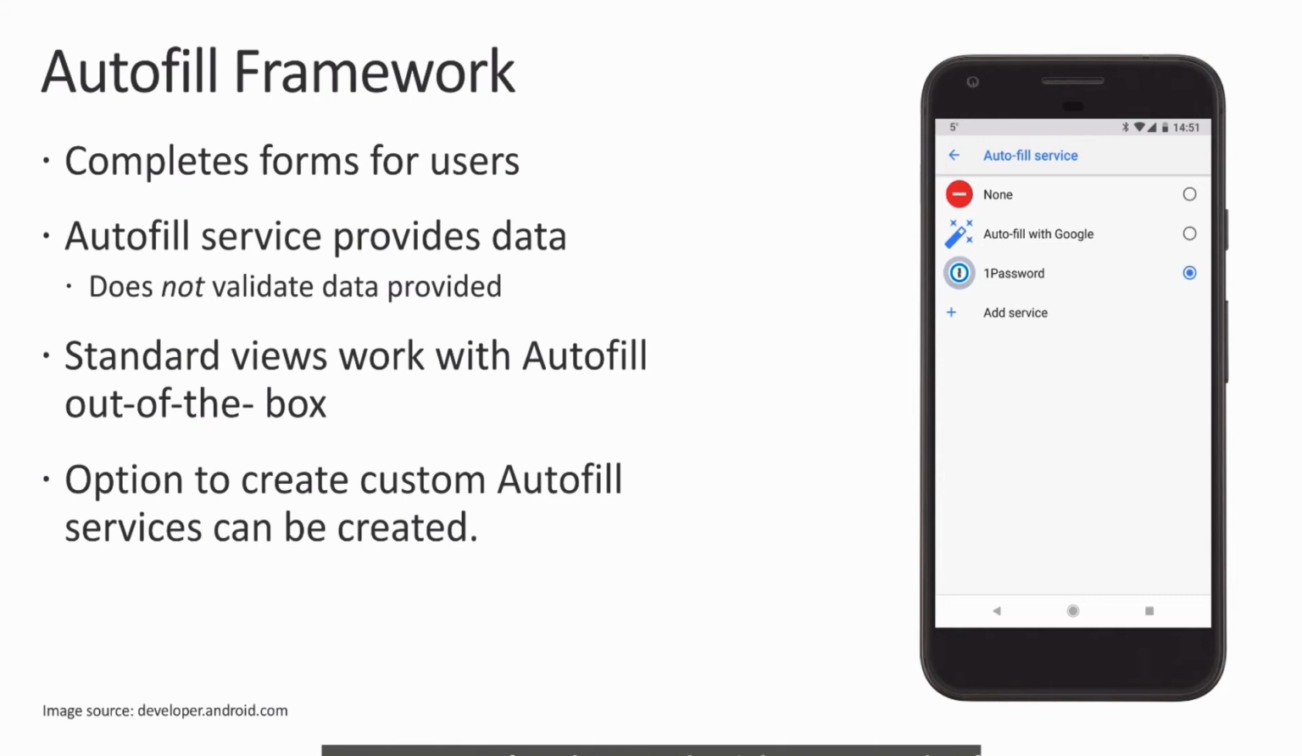You can see here on the right an example of the various autofill services running on my Android device. I have autofill with Google and I have 1Password. I use 1Password to fill in my username and password on apps that are configured to support autofill. The standard views provided in Android will now support autofill just out of the box. There's nothing to do. Well, you have to add a little bit of metadata, but we'll see that in a second. It is, of course, possible to create your own autofill service, but I'm not going to dive into that. I'm just going to show you what your app has to do to be able to take advantage of an autofill service.